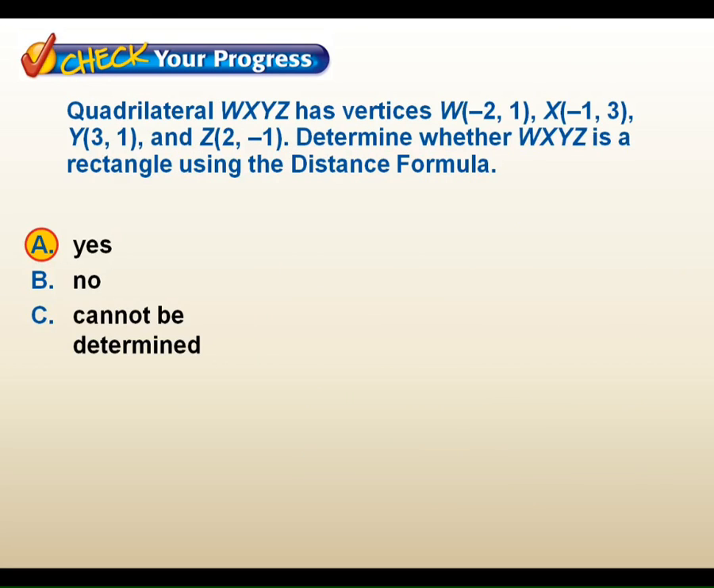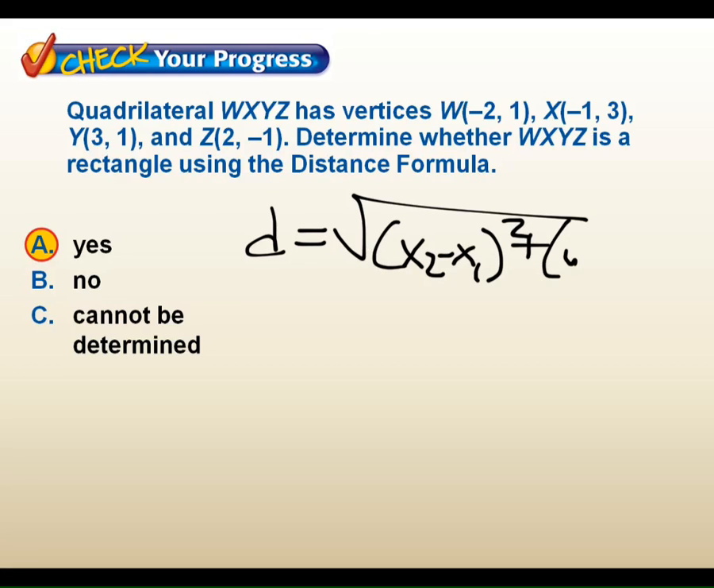In this case, if we were going to use the distance formula, we won't go through this one. We can find the distance of all those sides and see if opposite sides are congruent, to see if it forms a parallelogram and a rectangle. In this case, it would.